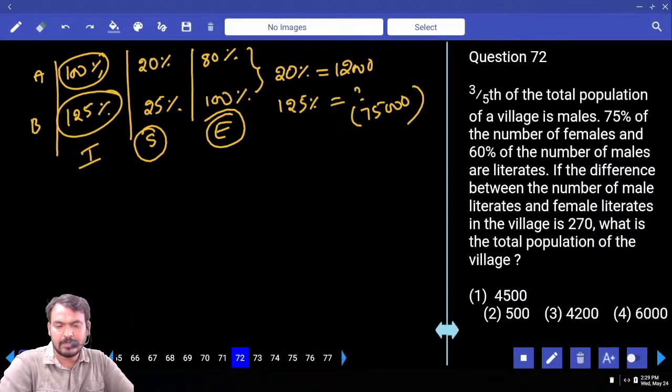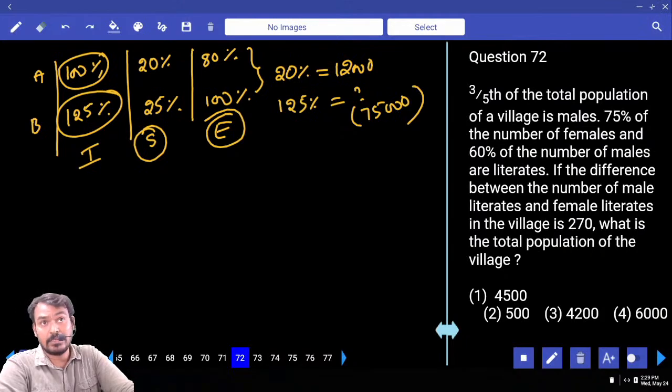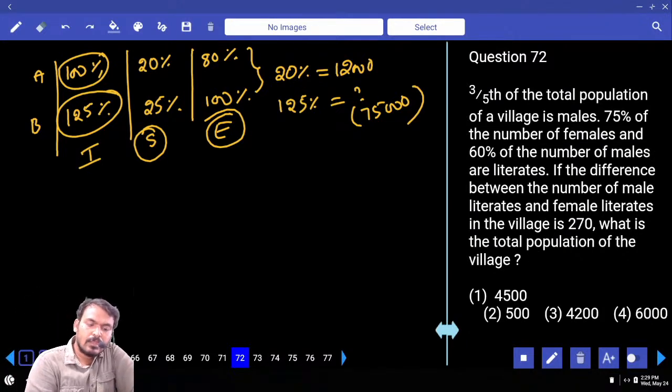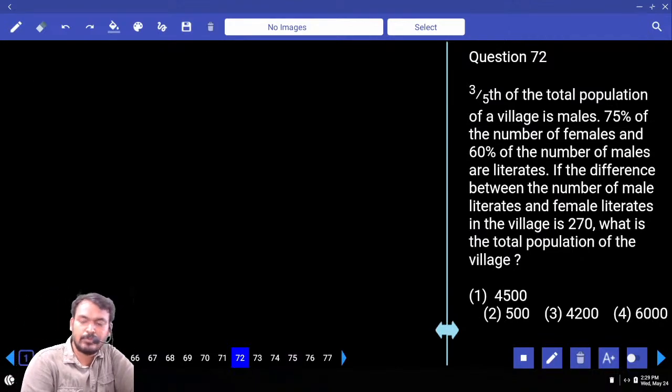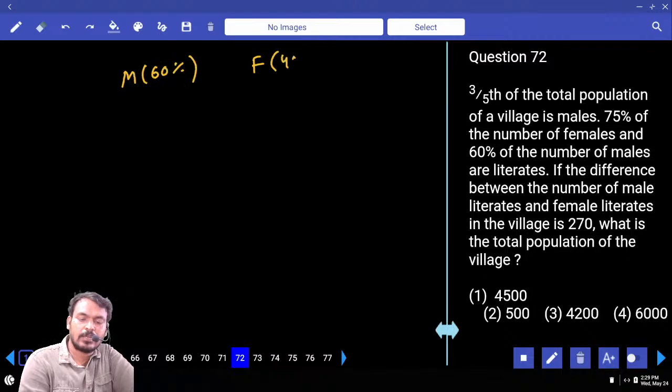Next question number 72. 3/5 of the total population of a village is males. 3/5 of the total population is males. 3/5 means what percentage? 60%. Males are 60%. Obviously females are 40%.